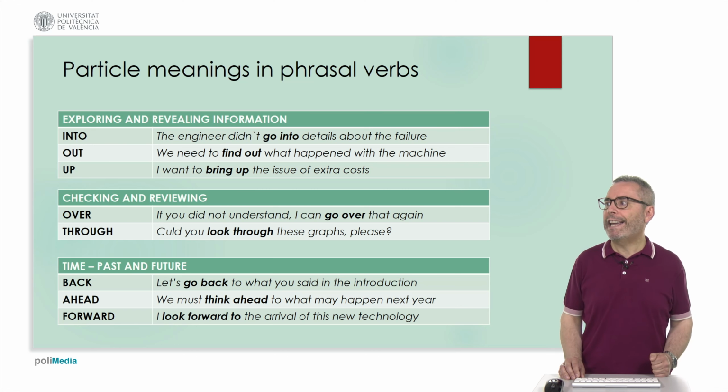Some of them are related to checking and reviewing, such as over or through. If you didn't understand, I can go over that again. Or through: can you look through? This is related to checking and reviewing information or details. Also, some of them are related to time, past and future time, such as back, ahead, or forward, logically. Let's go back to what you said. We must think ahead to what may happen next year. I look forward to the arrival of this new technology, etc.